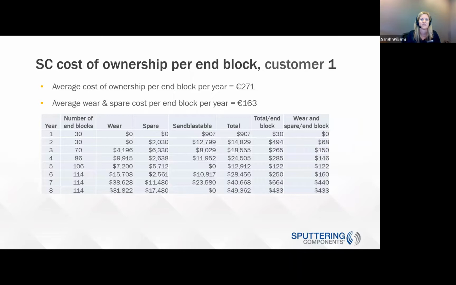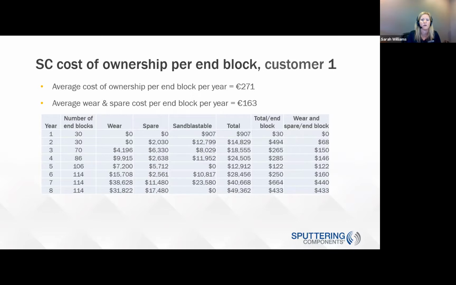These next two slides I've got here are real life examples from a couple of customers. It's not data that we've pulled out of the air or forecasted. We've got the exact number of spare parts that were purchased by the customer, and the customers verified that data. So if you look at this slide, the wear parts are typically things that will wear with time, like seals. The spare parts are what the customer might have on the shelf, spare seal kits and bushings, and then sandblastable parts like the dark space shield.